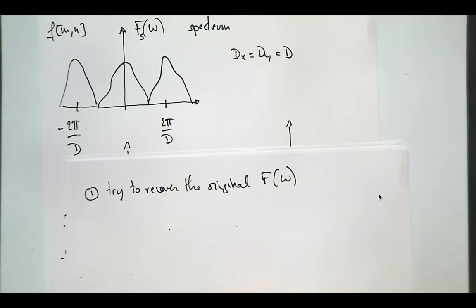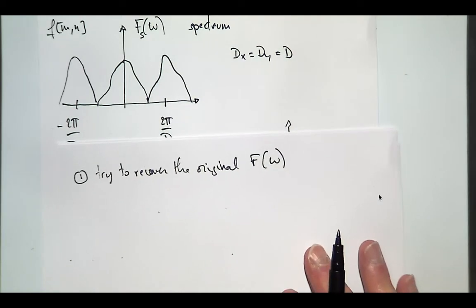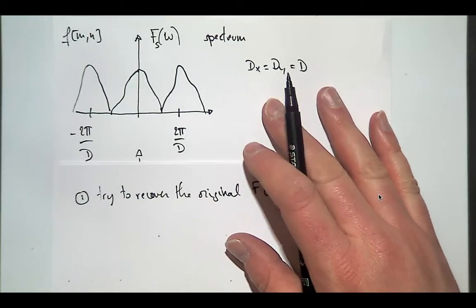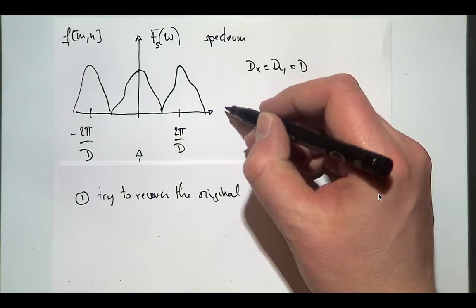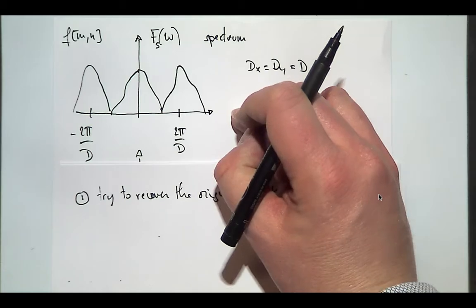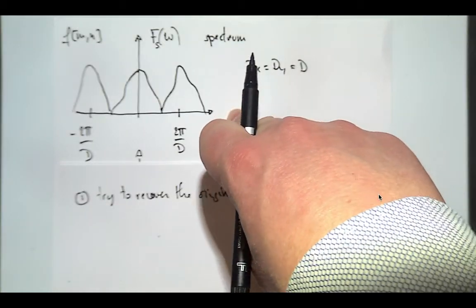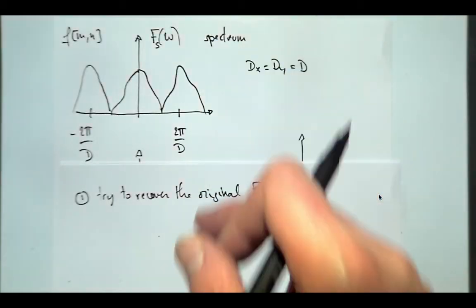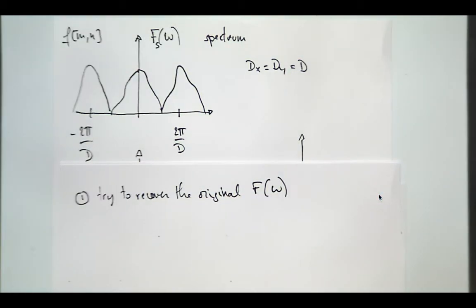All right, so let's try to do that, okay? So we have this spectrum here. How would you go about trying to recover it? That's a question for you now. If we have this signal, what kind of filter would you apply to get back the original spectrum of the analog signal? This is the spectrum of the digital signal.